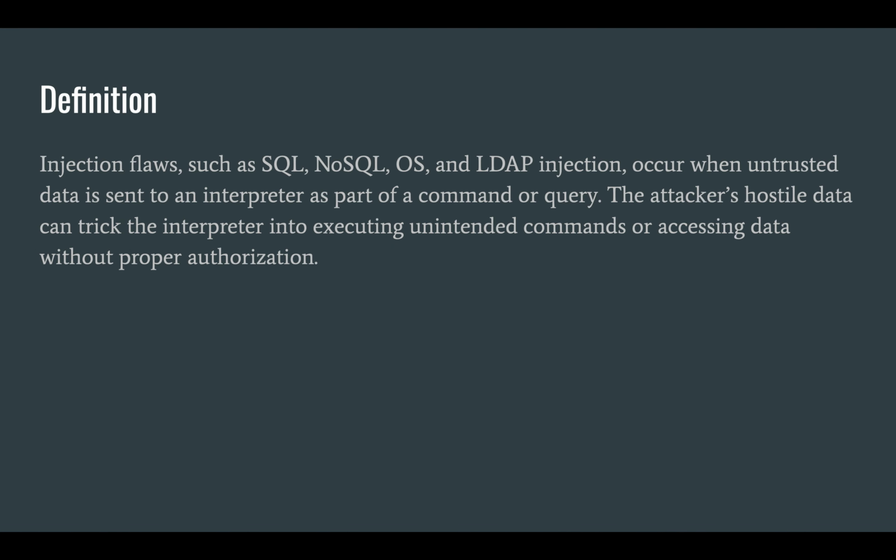Let's start about it. Injection flaws such as SQL, NoSQL, or operating system and LDAP injection occur when untrusted data is sent to an interpreter as a part of a command or a query. The attacker's hostile data can trick the interpreter into executing unintended commands or accessing data without proper authorization.